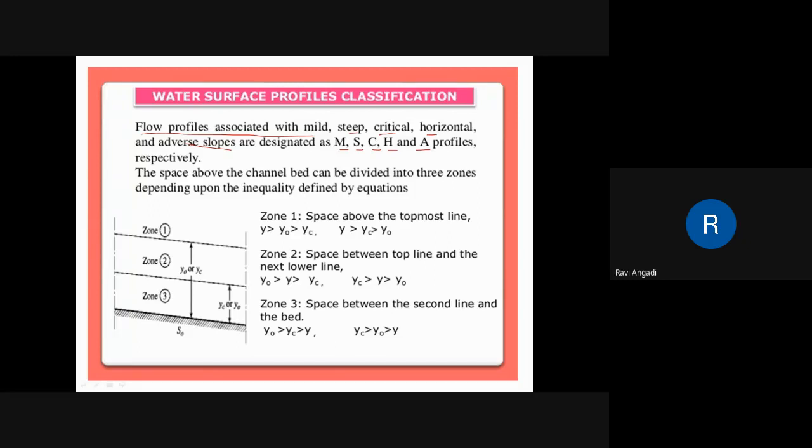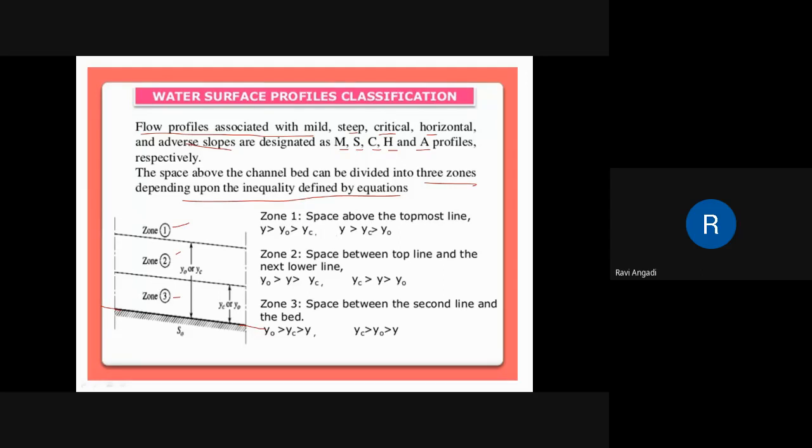Okay, then with respect to that, the space above the channel bed, this is the channel bed, the entire space above it is divided into 3 zones: zone 1, zone 2, zone 3. Then we will discuss what zone 1, zone 2, zone 3 are for the flow. The space above the channel bed can be divided into 3 zones depending upon the inequalities defined by the equations. So from the equation, you should get whether the flow is in zone 1, zone 2, or zone 3.